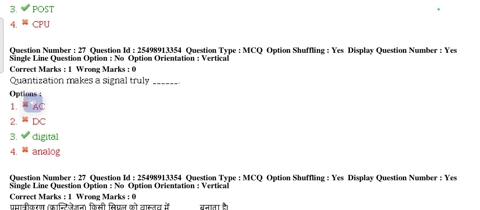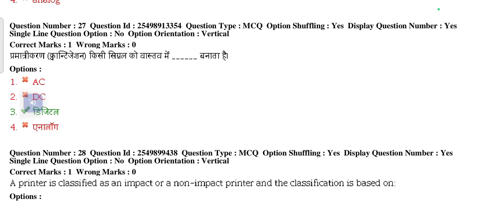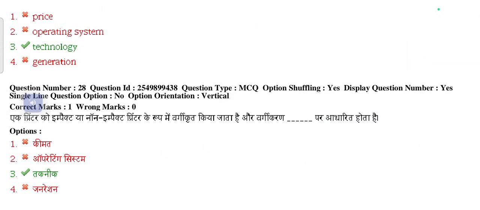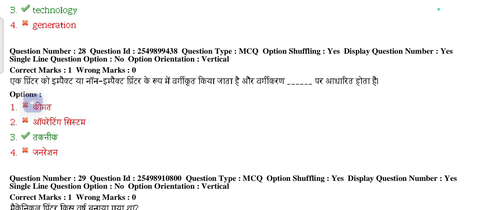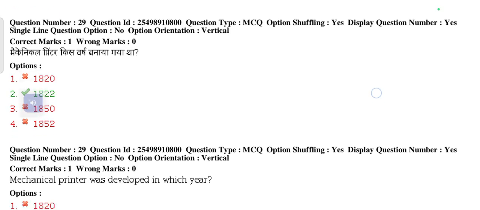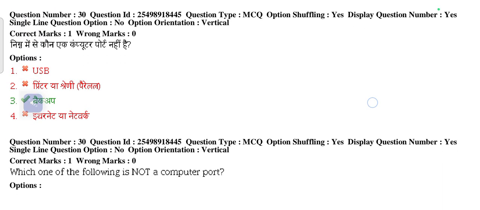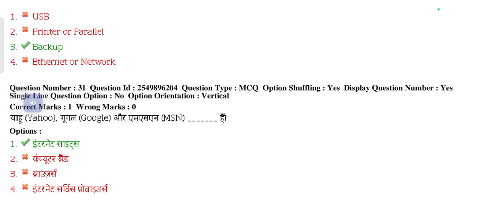Quantization makes a signal truly digital. A printer is classified as an impact or a non-impact printer, and the classification is based on technology. Mechanical printer was developed in which year? 1822. Which one of the following is not a computer port? Backup.